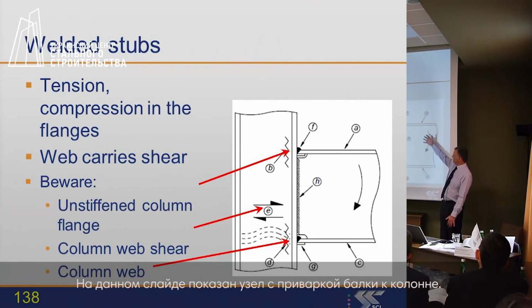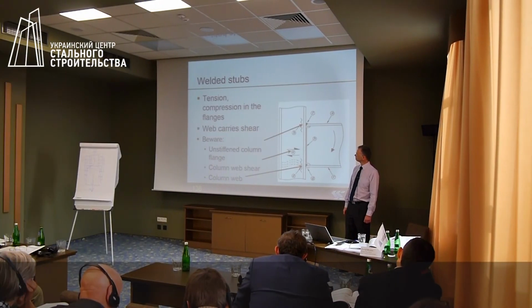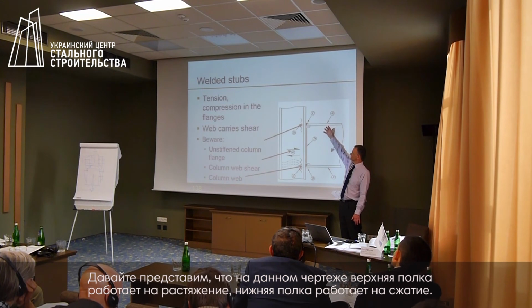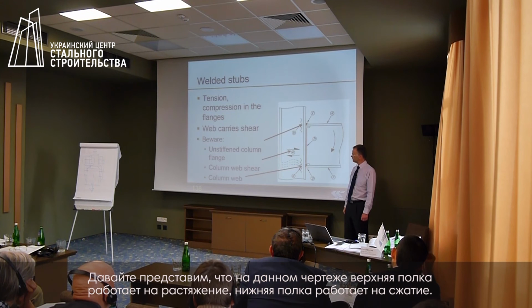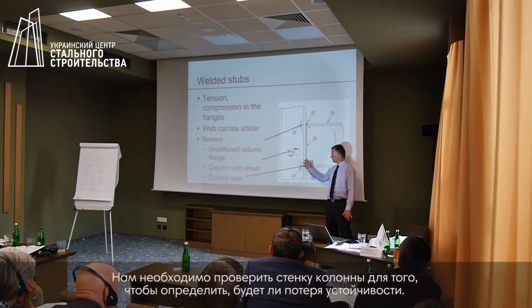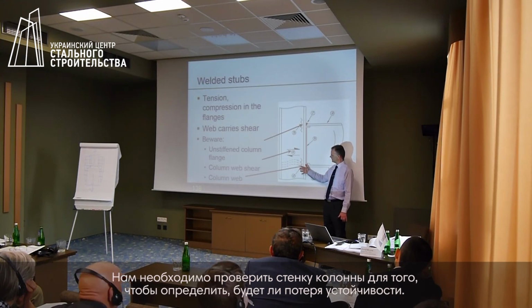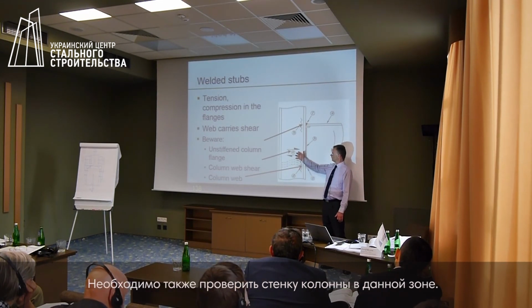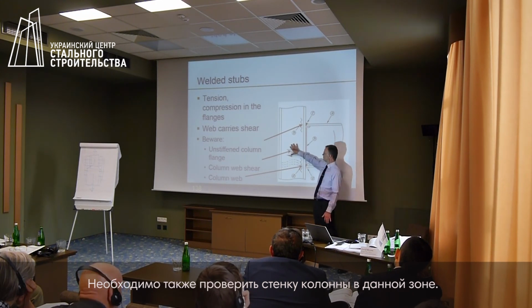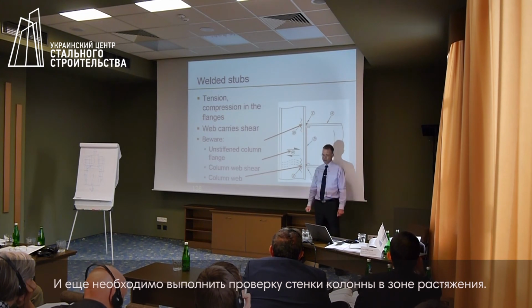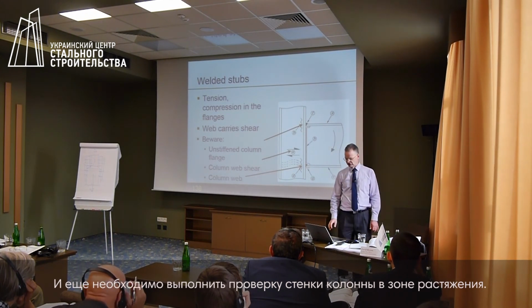This is a detail where we have a beam welded to a column. So we would imagine that in this diagram, the top flange is carrying the tension, the bottom flange is carrying the compression. We would need to check the web of the column to see whether we are going to fail in crushing or buckling. We would need to check the web of the column because we are applying a shear to this web panel. We also would need to check the web of the column in the tension zone.